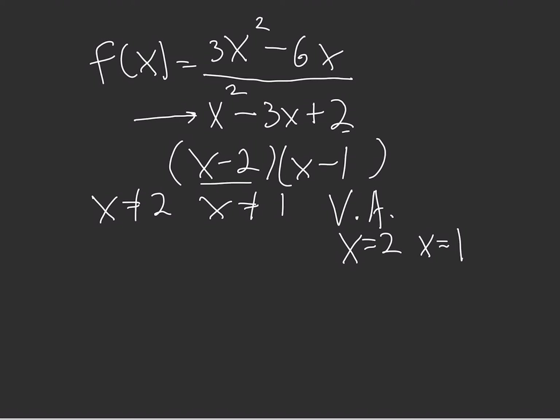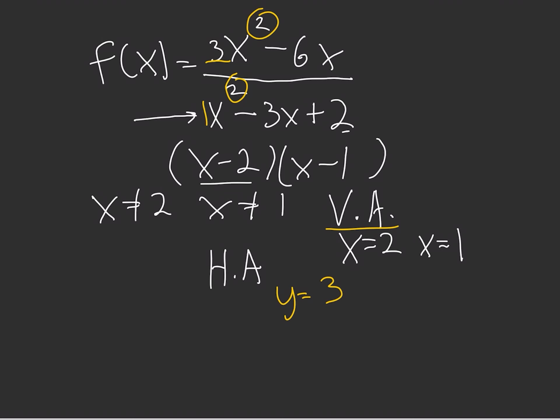Then as far as my horizontal asymptote, what do I have? I have the same degree up here as I do here. So same coefficients, SACO. So this is my vertical, and my horizontal asymptote is going to be, using the coefficients, I have a 3 here, and this is a 1. So y equals 3 over 1, or just 3. That's going to be my horizontal asymptote.